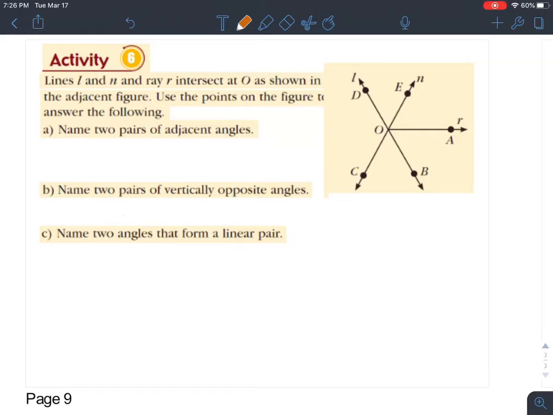Okay, for these questions, I want you to go ahead and answer them. When you are done, pause the video. When you are done, then you can start it up again, and I will show you how to answer these.